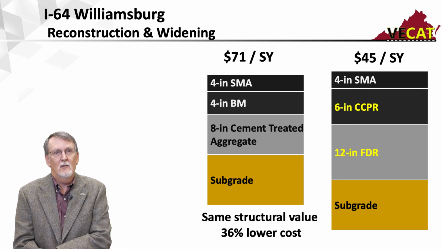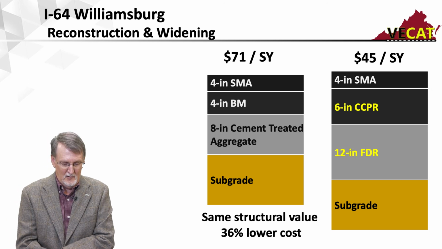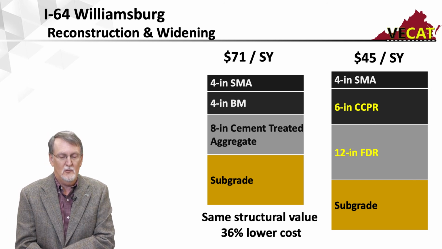So it's estimated at $71 per square yard to $45 per square yard. One of the nice things about FDR is it builds structure into your pavement if you stabilize it, and it can be very cost effective.